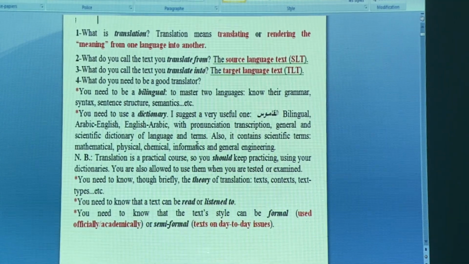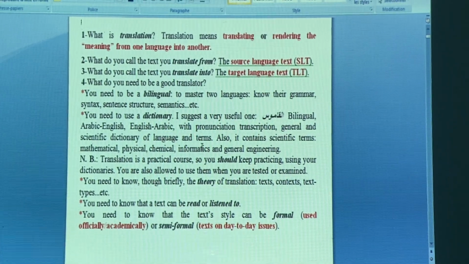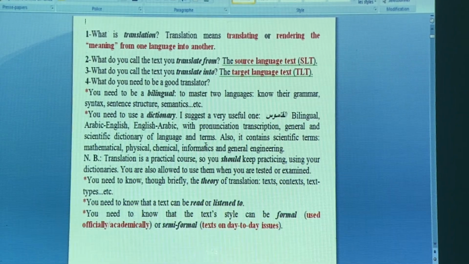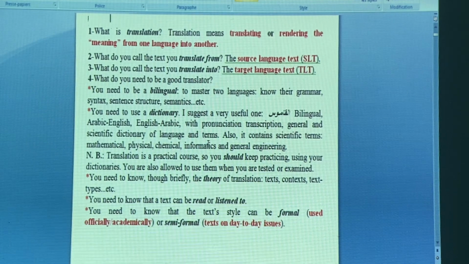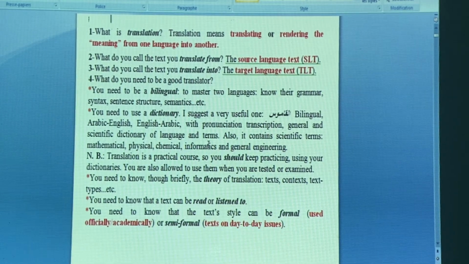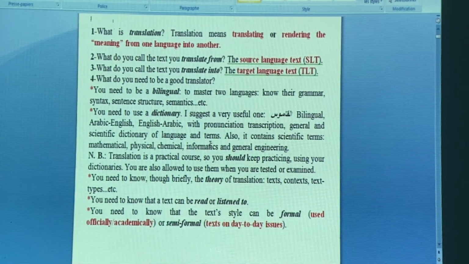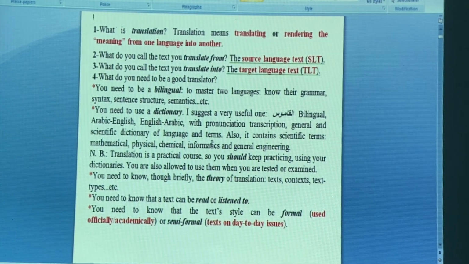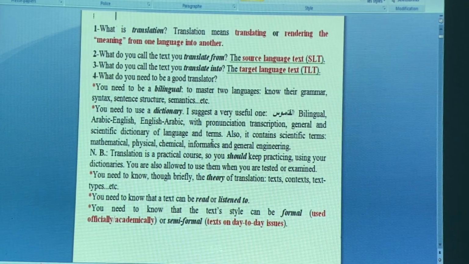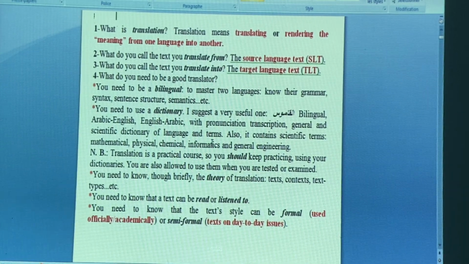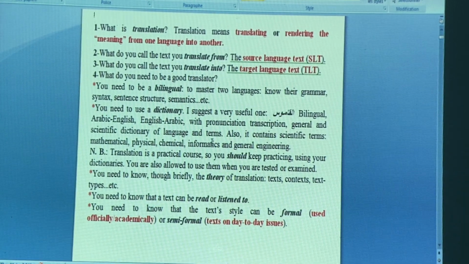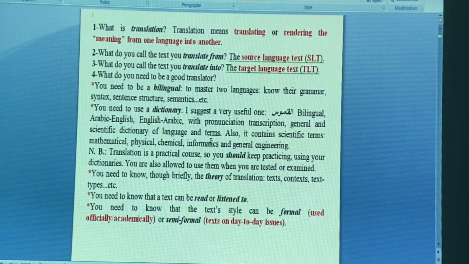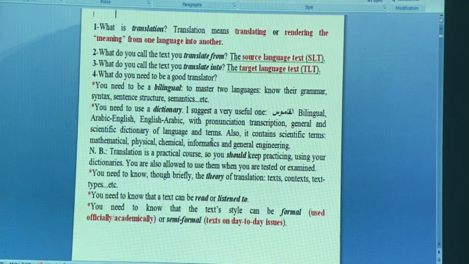So in the introduction on page 1, the first question is, what is translation? When you translate, you can say I am translating or I am rendering. Translation means translating or rendering the meaning from one language into another. So when you translate, you have to be careful. You are not translating word by word, but you have to translate the meaning.